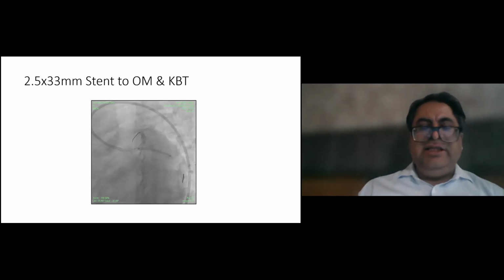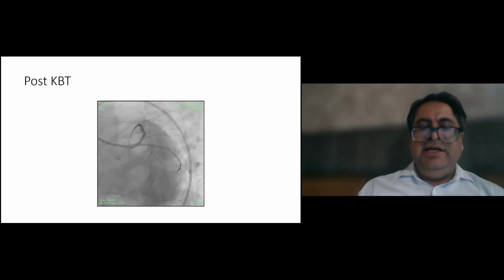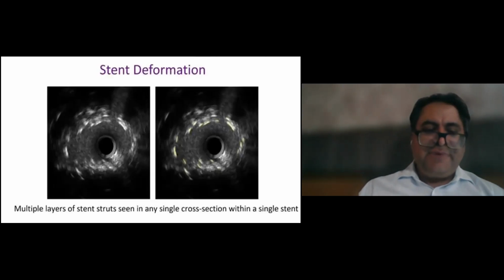So after putting the stent from left main to LAD and after doing the POT, we did a stenting from left main to LCX through the struts, and a 2.5 millimeter stent was deployed from LCX to OM. And you can see here a final kissing balloon was done, and this was the result post kissing balloon dilatation.